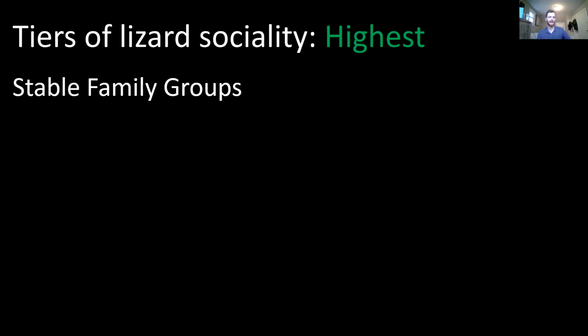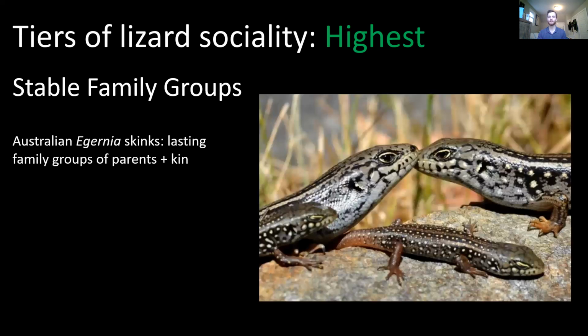All right, lastly, the pinnacle of sociality in lizards, at least that we've seen, is in species that form stable family groups. These family groups are different from the kin aggregations we mentioned previously with the night lizards in that these are stable year-round for the most part, as opposed to being episodic or seasonal. These nuclear family group dynamics are almost exclusively found in a group of, once again, Australian skinks called Egernia.